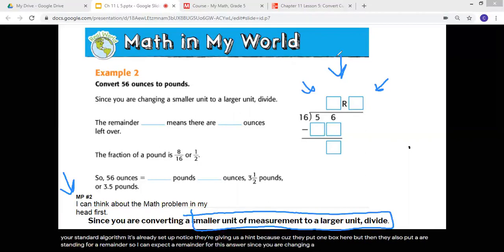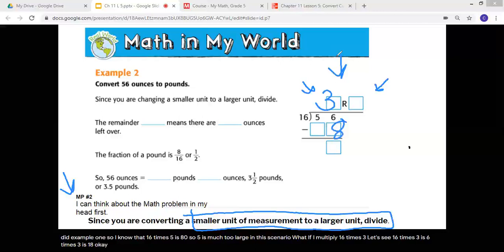Since you are changing a smaller unit to a larger unit, divide. Well, I just did example 1, so I know that 16 times 5 is 80. So 5 is much too large in this scenario. What if I multiply 16 times 3? Let's see, 6 times 3 is 18. Carry the 1. 3 times 1 is 3 plus 1 is 4. Okay, I'm quickly going to do the math here. So 56 minus 48, 16 minus 8 equals 8. 4 minus 4 is 0. So I have 3, remainder 8.